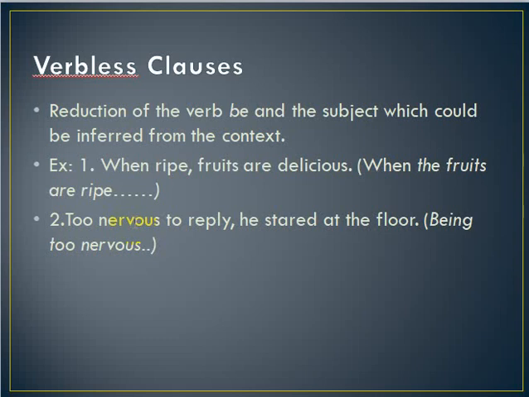If we try to interpret the sentence, then we must mention the subject and the verb, so that the clause is disambiguated. Now let's take this example. When ripe, fruits are delicious. So the verbless clause is when ripe.